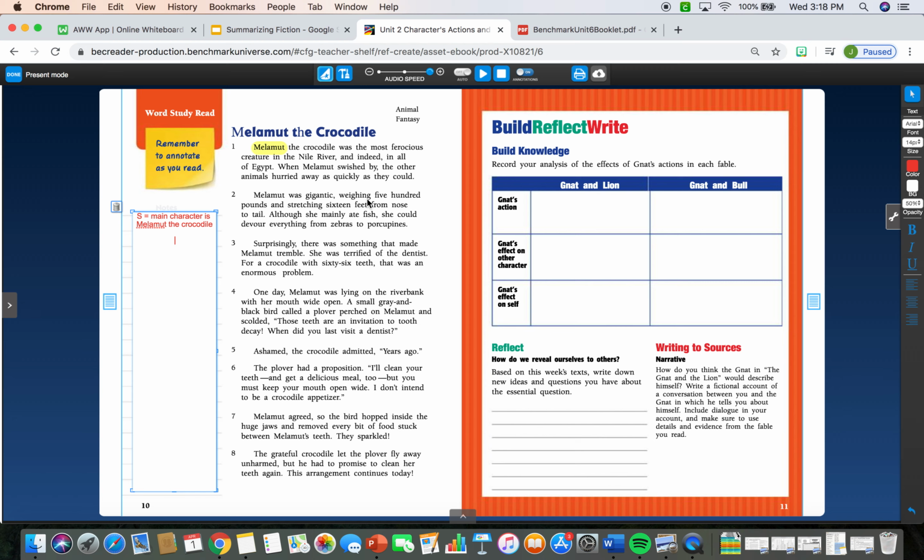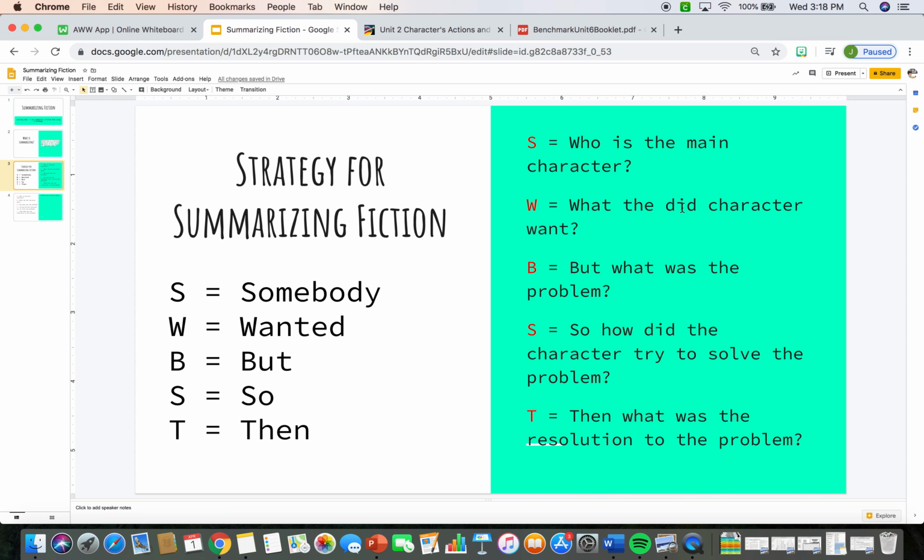Malamut was gigantic, weighing 500 pounds and stretching 16 feet from nose to tail. Although she mainly ate fish, she could devour everything from zebras to porcupines. So we don't really know what she wants yet, and we don't have a problem yet. So we're going to just move on.